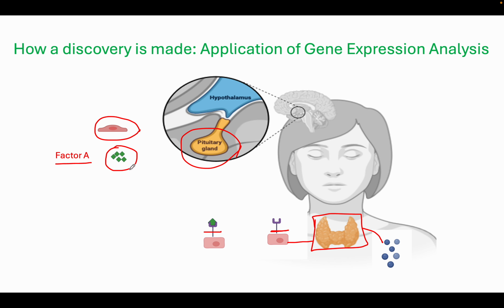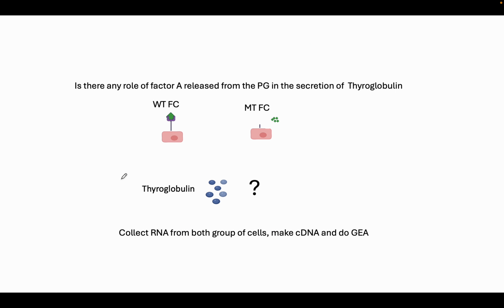And now, based on this information, we can design an experiment to find out the role of this factor A, the physiologic role of this factor A in the human body. We can make different hypotheses. One of the hypotheses we can make is: is there any role of factor A released from the pituitary gland in the secretion of thyroglobulin?